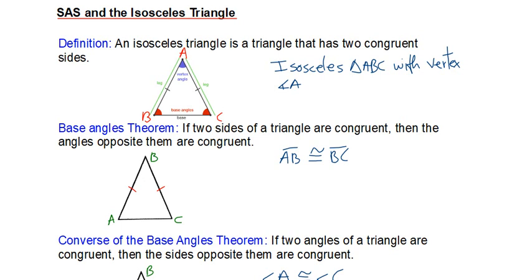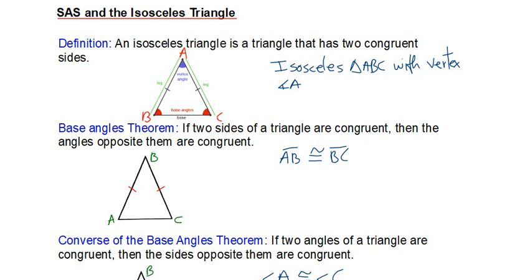First, the definition. An isosceles triangle is a triangle that has two congruent sides, and we have to remember that those sides that are congruent are called the legs, and the other side is the base. Very important to also remember that the angle that is formed by those two congruent sides is called the vertex angle. So if you know which one is the vertex angle, you should know which ones are the congruent sides.